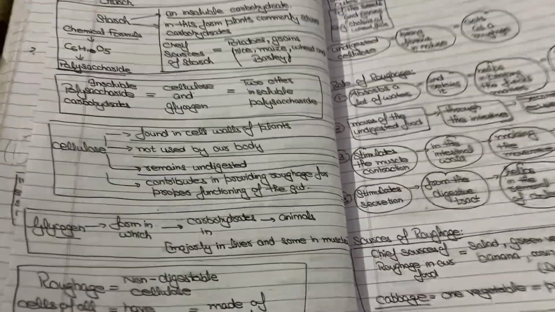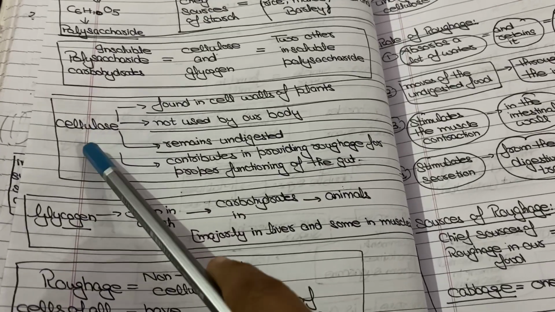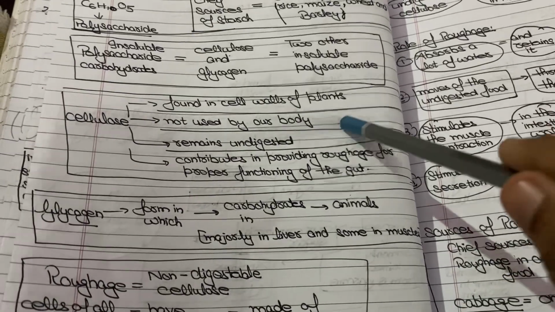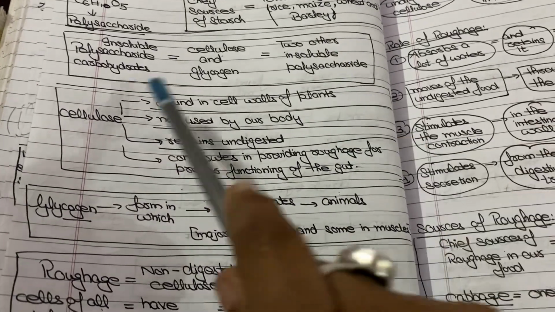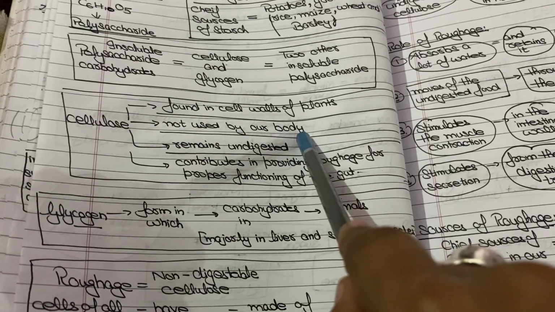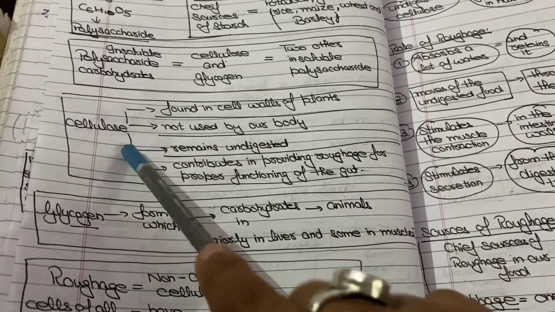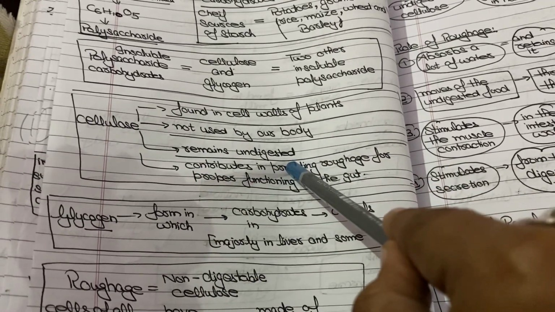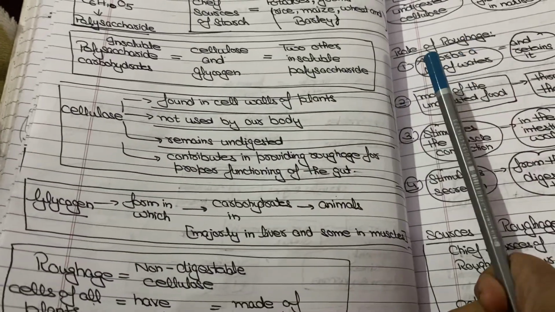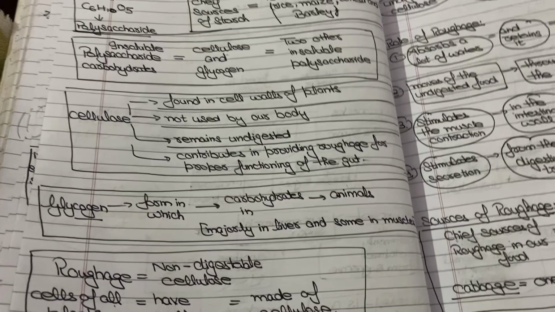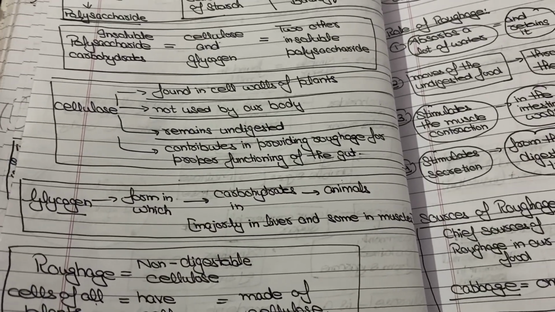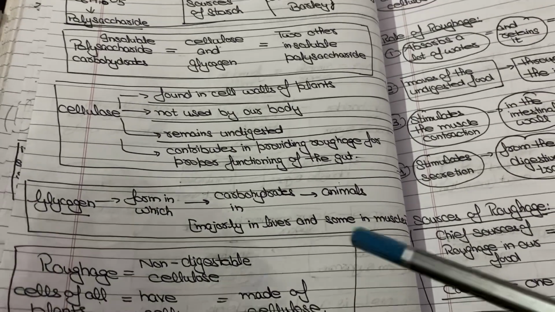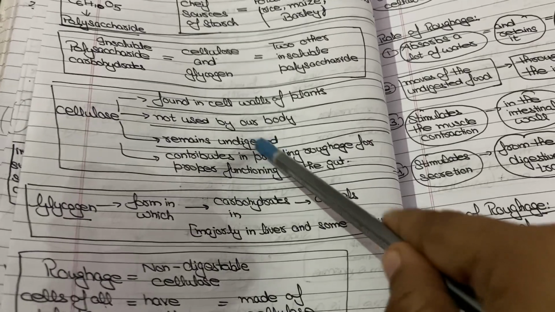Let's learn about cellulose. What is cellulose? Cellulose is found in the cell walls of plants. Plants have cell walls, and in their cell walls you will find cellulose. It is not used by our body. Our body doesn't use cellulose. It remains undigested in our body. Whatever we eat, some part of it gets digested and some part remains undigested, and cellulose is that part in any particular food which doesn't digest in our body.